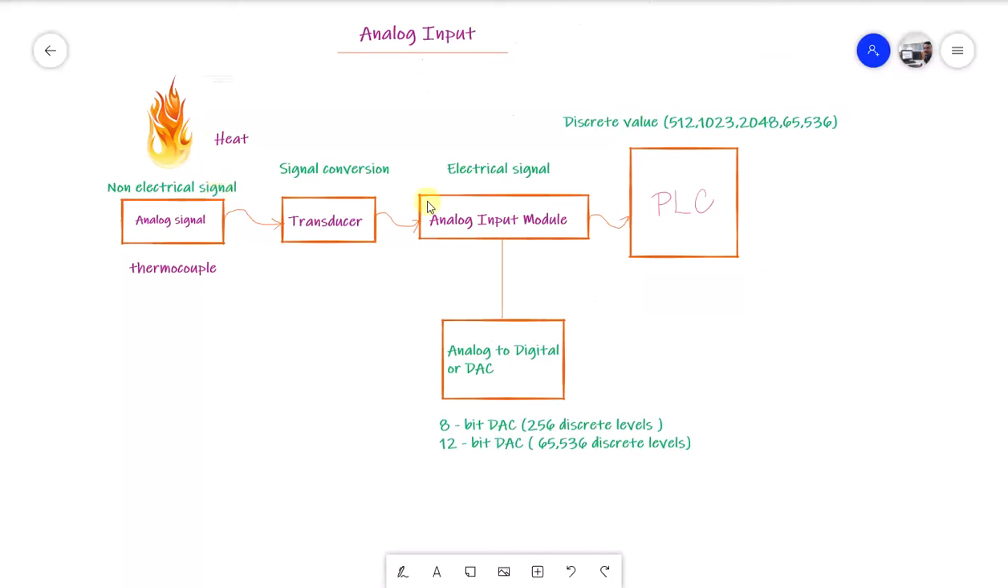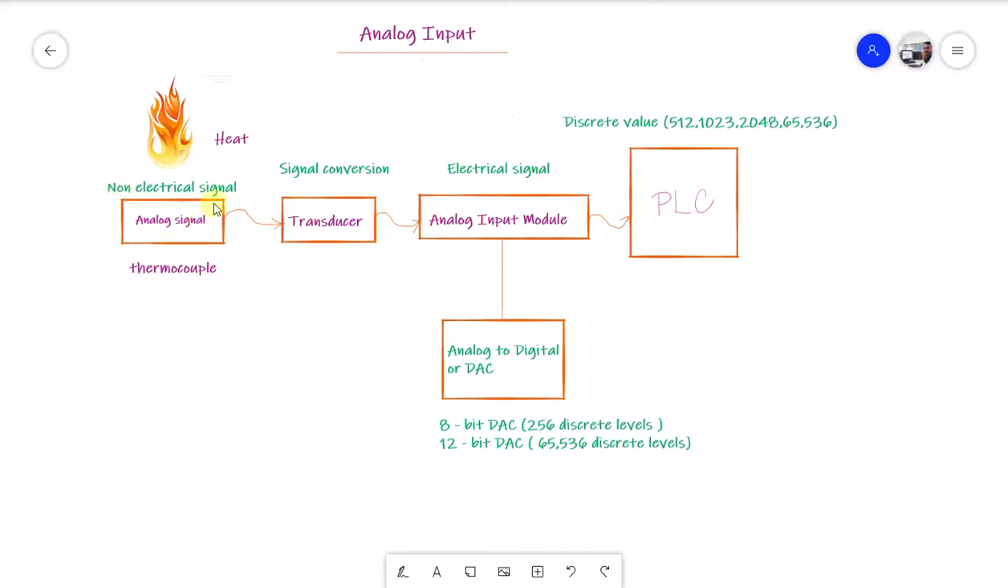Now, with the help of this example, we will understand each section: the analog input, that is the non-electrical quantity, then the transducer, the analog input module and PLC, and what an analog to digital converter is. I have a heating process here in my furnace, which is running a machine. This is a non-electrical quantity or non-electrical signal, as we explained in the last session.